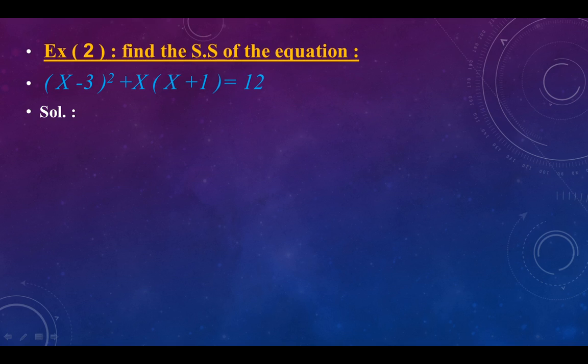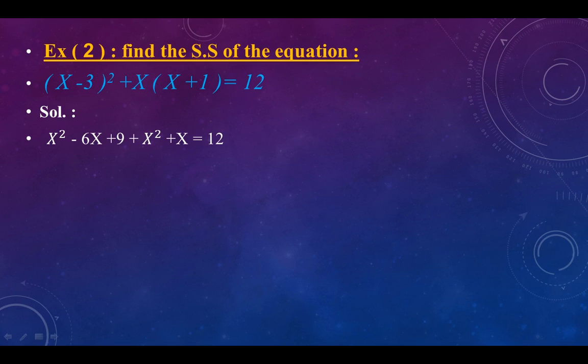And we are going to distribute x over the two brackets: x multiplied by x, then x multiplied by 1, and this equals 12. Here we have x times x equals x power of 2, x times 1 equals x, and all of this equals 12.